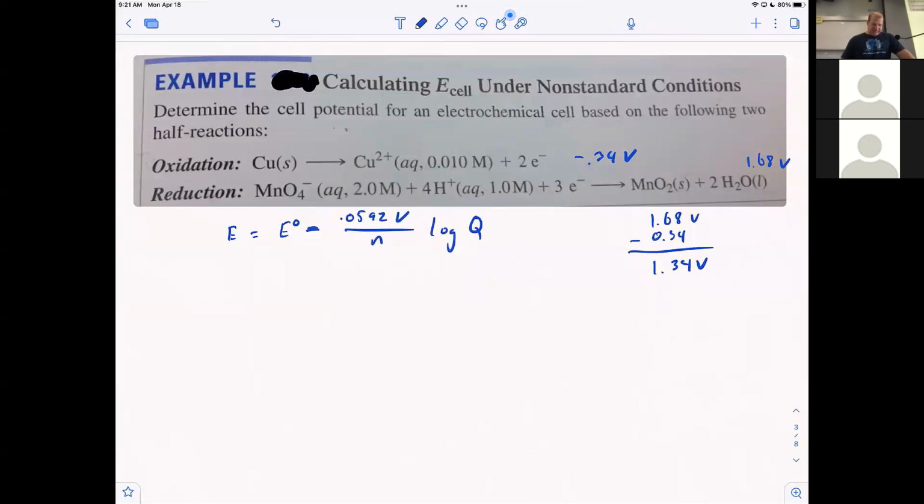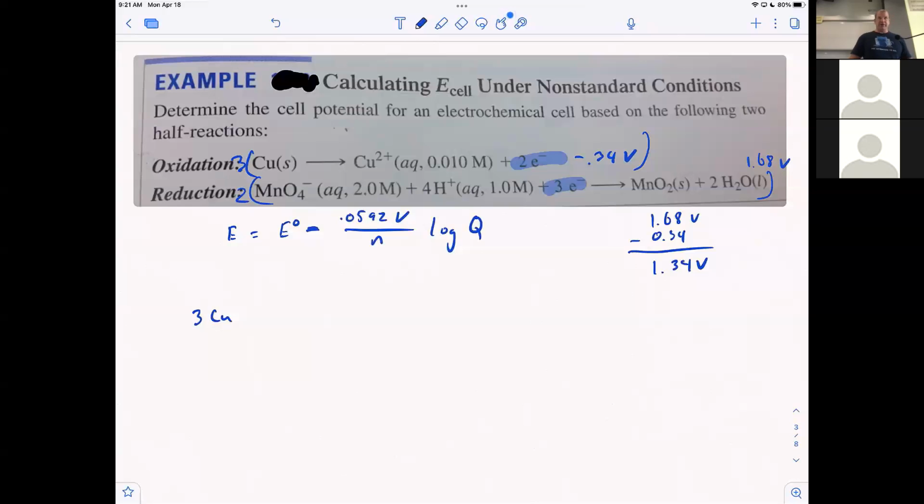Now, the next thing is we have to balance the equation to get the number of moles and also the Q. Balancing this equation, we have 2 electrons transferred here and 3 electrons transferred here. The lowest common denominator of 2 and 3 is 6. So our complete equation is going to be 3 copper, because we multiply this equation by 3, and the bottom one by 2.